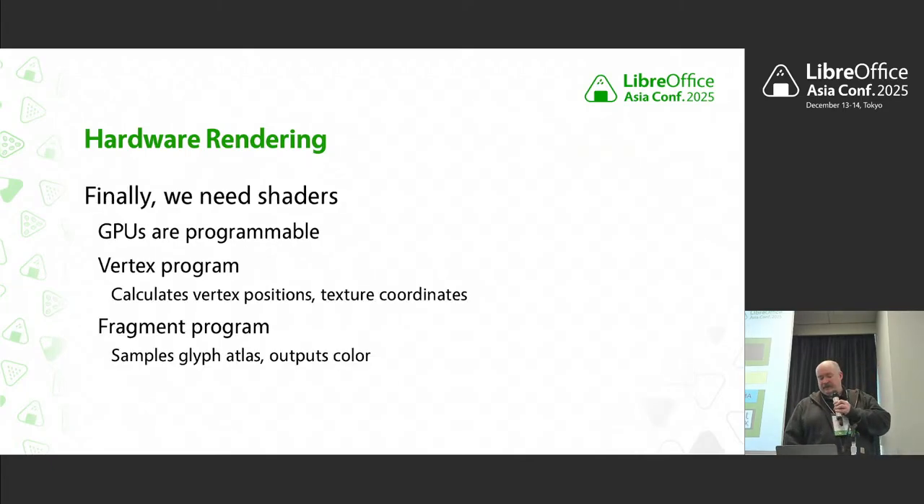And finally, we need to program the GPU. GPUs don't actually know how to draw anything until we tell them what to do. So in this case, we need what's called a vertex program. And what this does is we can use that 3D model that we provided the GPU and change its vertex positions to match where we want the glyph to appear on screen. And then we need a fragment program that can sample from the texture atlas and output the color of the text to the screen.